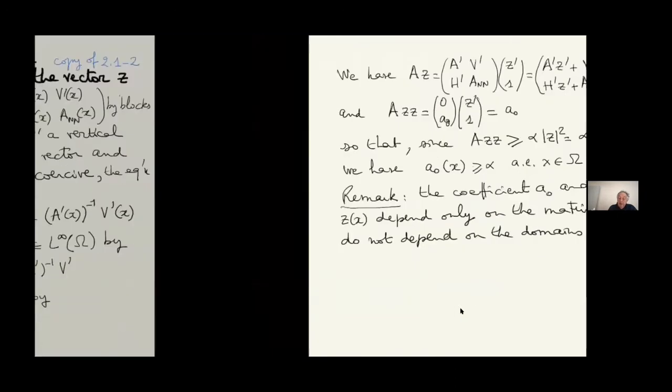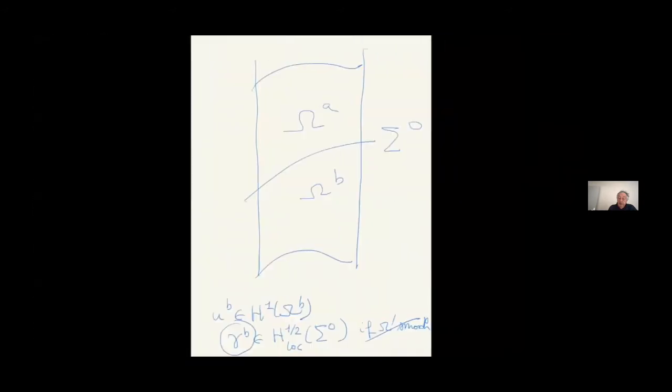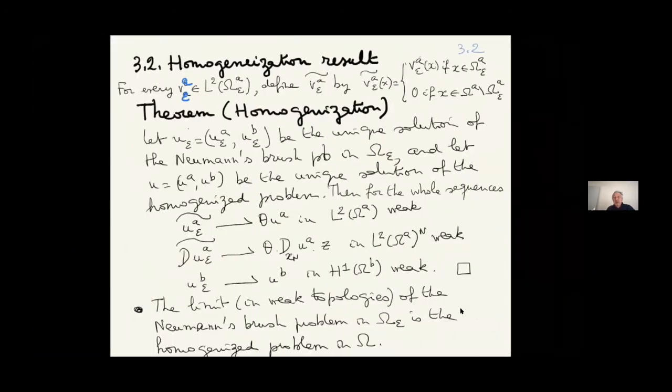Now I can give the homogenization result. The homogenization result is to pass to the limit as epsilon tends to 0. And for that, I need a notation that I gave the first day, but that I recall now.